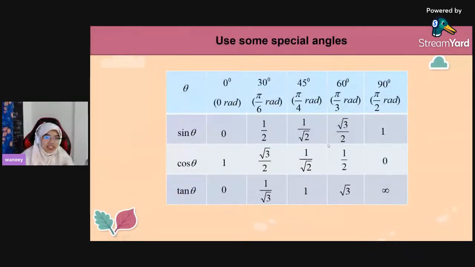So now special angle. So this is the special angle that you have to remember. Okay. So some of you might learn how to use the triangle, right? So ada yang dah belajar guna triangle. There are all kinds of methods, but today I will teach a method that I think people rarely use. How to memorize the special angle?